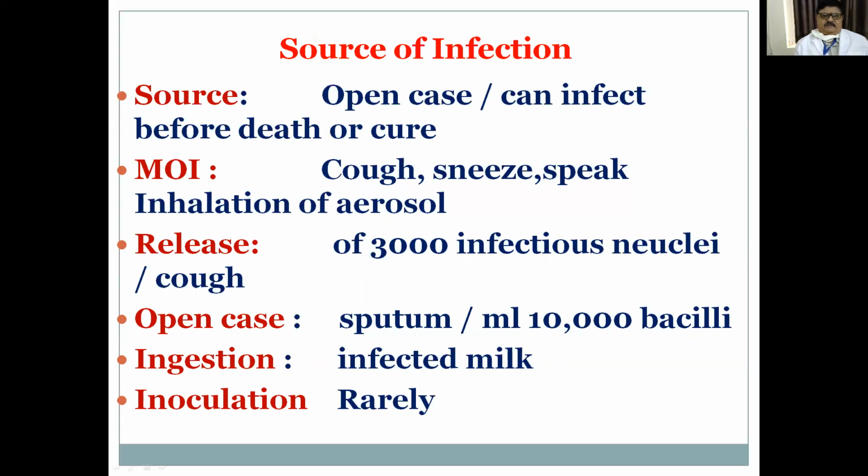Mode of infection is by coughing or sneezing, or when you speak, the aerosols are there from an open case. And I was talking to you about the infectious nuclei per cough. About 3,000 are released. And in an open case, 1 ml contains around 10,000 bacilli. If you are seeing under the microscope, the sputum may have a minimum of 10,000 bacilli per ml of sputum.